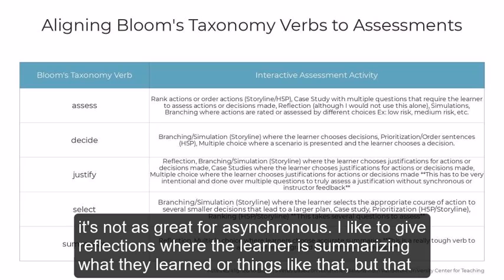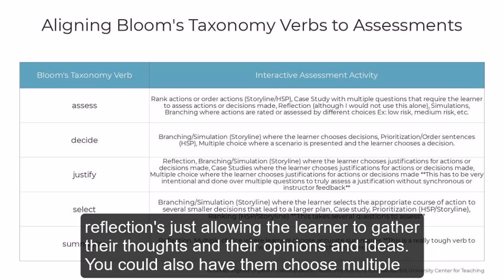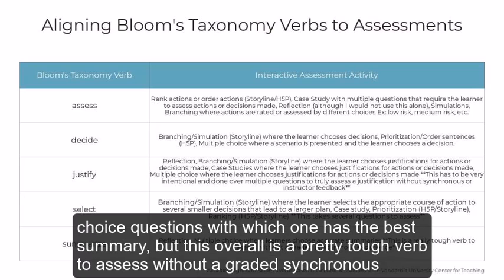I like to give reflections where the learner is summarizing what they learned or things like that. But that doesn't give the learner the feedback they need. So you would have to combine a reflection with something else. At that point, the reflection's just allowing the learner to gather their thoughts and their opinions and ideas. You could also have them choose multiple choice questions with which one has the best summary.